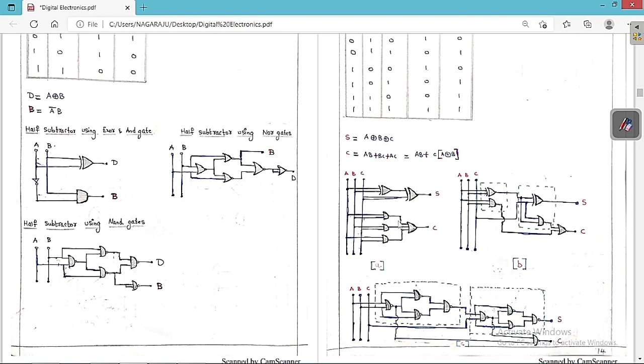So therefore you have to add all these things. So we need an OR gate. So C is equal to AB plus BC plus CA. So for AB we need 1 AND gate. For BC we need 1 AND gate. For AC we need 1 AND gate. For summation we need 1 OR gate.